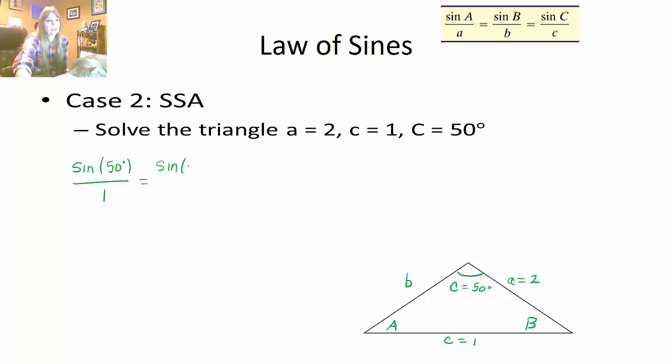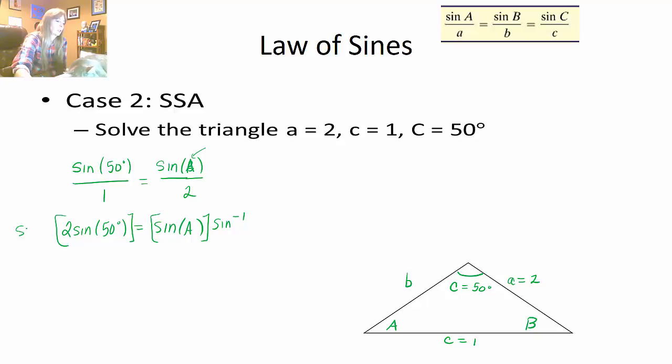Let's say sine of B over b. I was looking at A, since I actually know what little a is, so this would allow me to solve for big A, the actual angle. So I'm going to end up with 2 sine of 50 degrees equals sine of A. And as we did in the last lecture, how do you solve for the angle? You have to take the inverse.